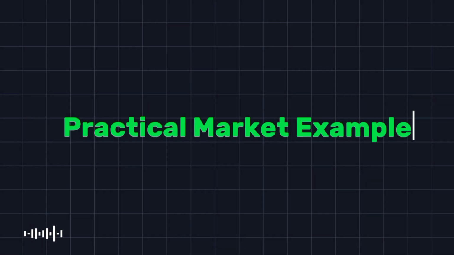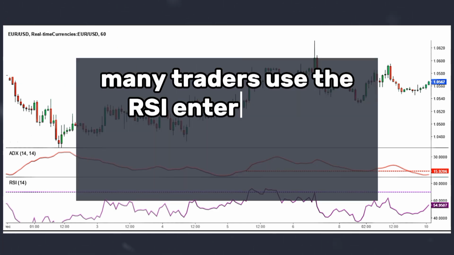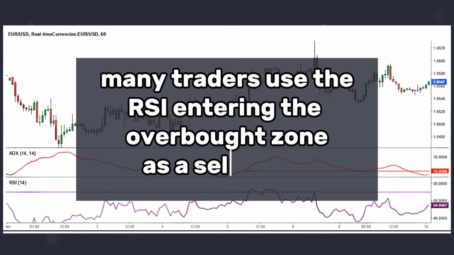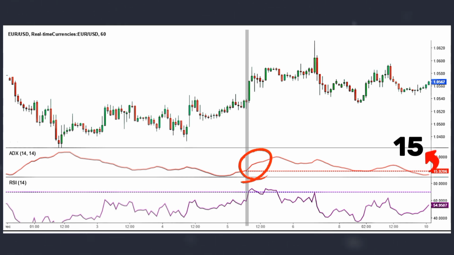Practical market example. This is the Euro to US dollar chart on the 1-hour time frame. As we mentioned before, many traders use the RSI entering the overbought zone as a sell signal. However, to complete this strategy, confirmation from the ADX indicator is needed. In this case, after the price moved up, the RSI entered the overbought zone. At the same time, the ADX is showing a value of 15, which is below 25, indicating a ranging market.